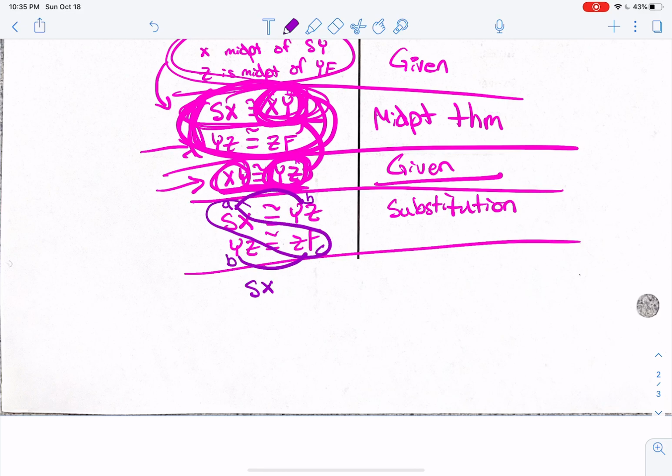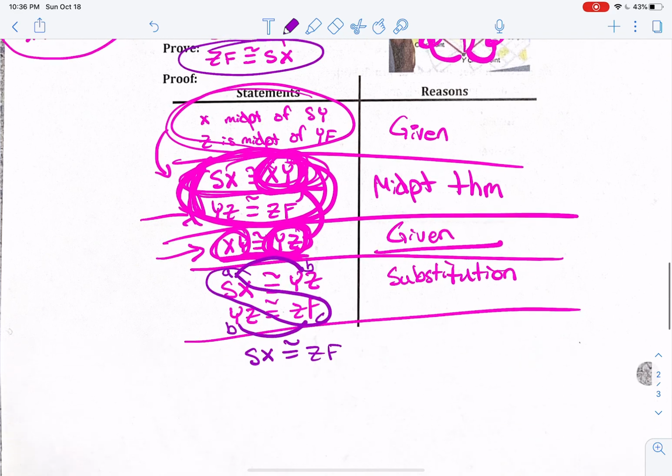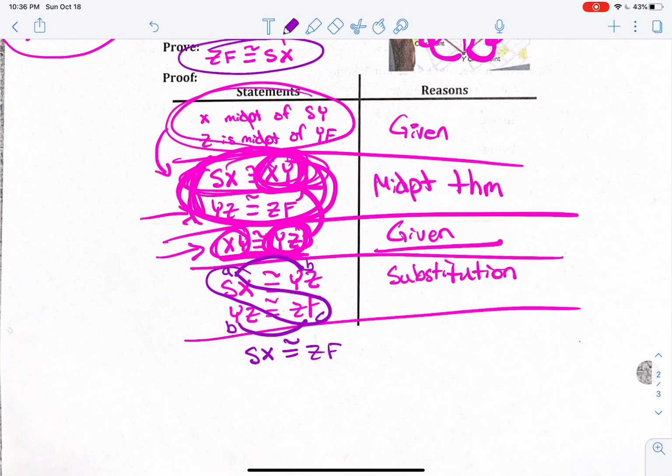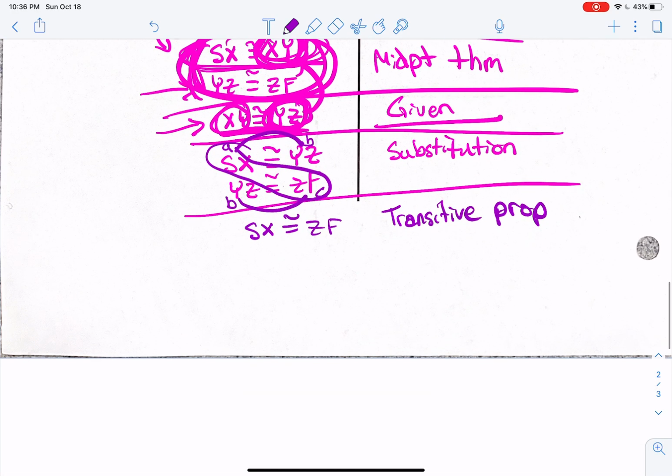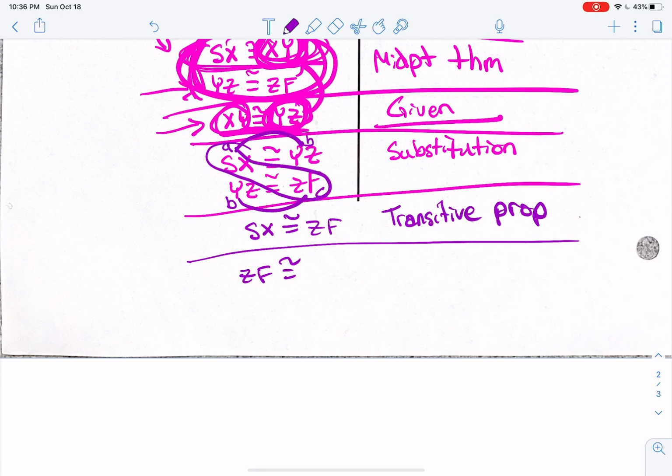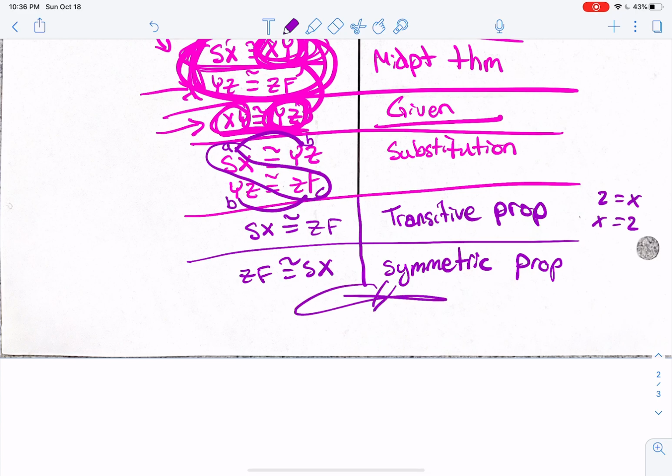So I can say that SX is congruent to ZF. Ooh, we're kind of close. That was by the transitive property. Okay, now we want exactly ZF is congruent to SX, but we have SX is congruent to ZF. So what allows me to flip that around? That's true, but what allows me to flip that around is the symmetric property. Right? That was the property that said that if 2 equals x, then x equals 2. That's the symmetric property. Okay, so there it is.